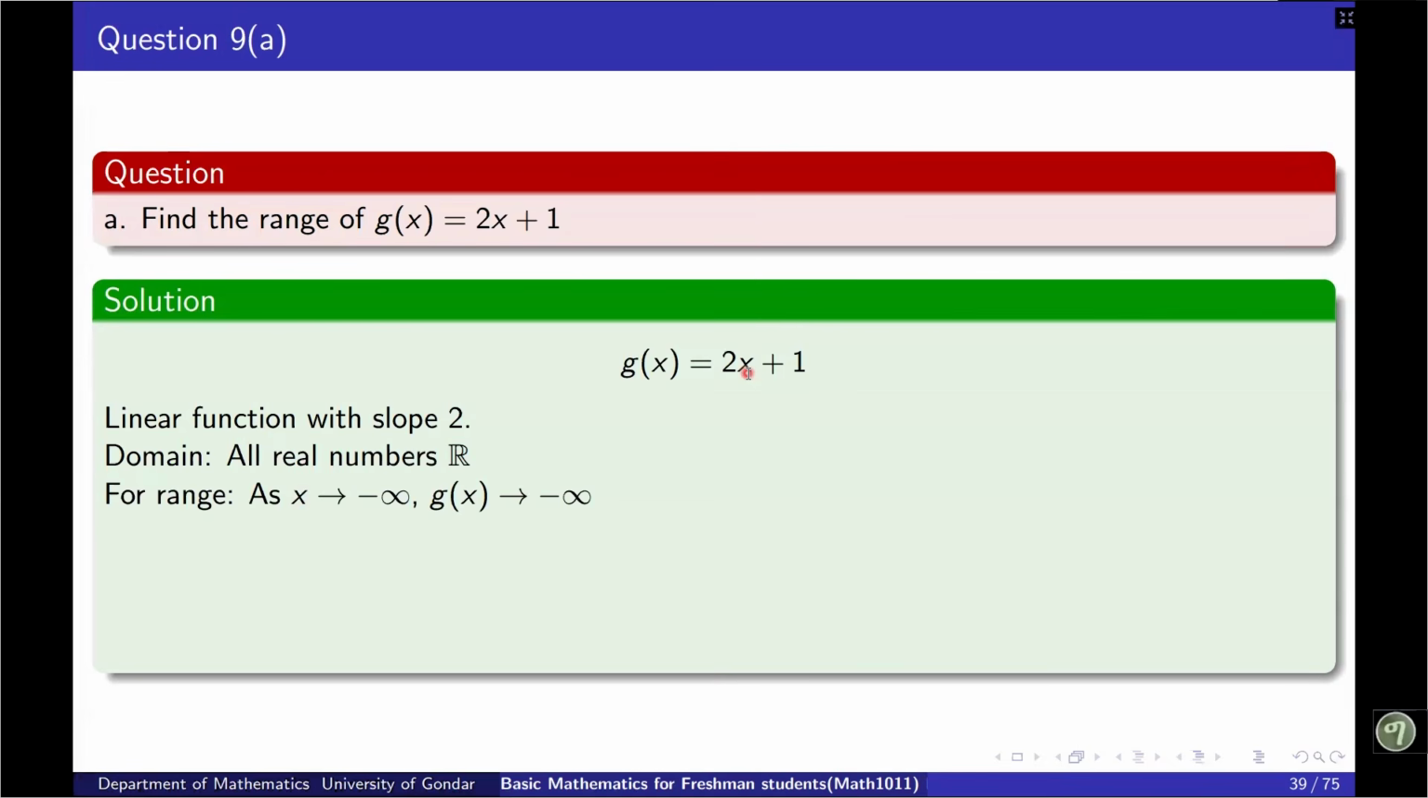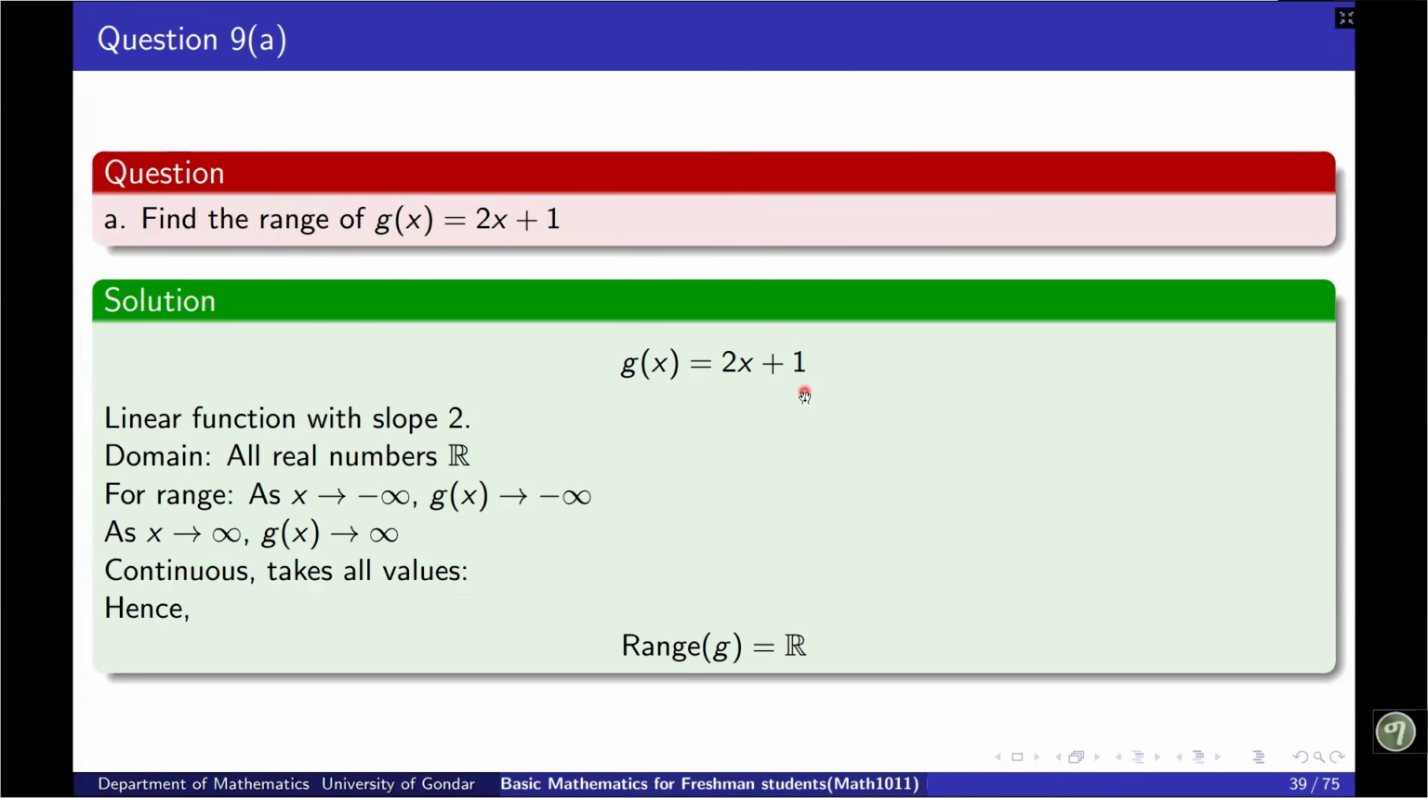And so for the range, as x approaches negative infinity, g of x will also go to negative infinity, and when x goes to a very large positive number, or simply goes to infinity, g of x will also tend to infinity, because this function is an increasing function with a positive slope. And it is continuous, taking on every value since it's a polynomial. Hence, the range of this function, g of x, is the set of real numbers.